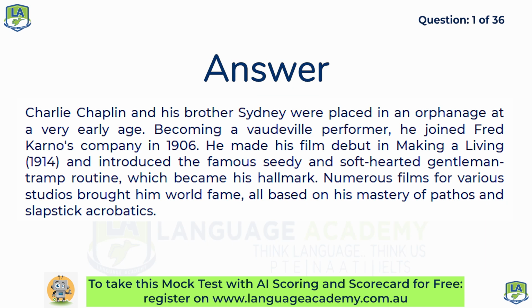Charlie Chaplin and his brother Sidney were placed in an orphanage at a very early age. Becoming a vaudeville performer, he joined Fred Karno's company in 1906. He made his film debut in Making a Living, 1914, and introduced the famous seedy and soft-hearted gentleman tramp routine, which became his hallmark. Numerous films for various studios brought him world fame, all based on his mastery of pathos and slapstick acrobatics.